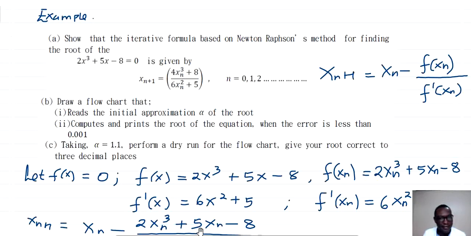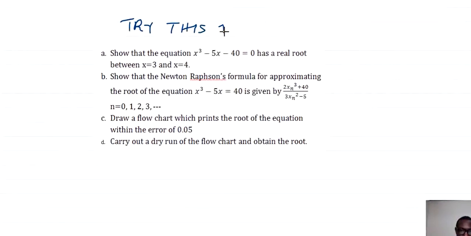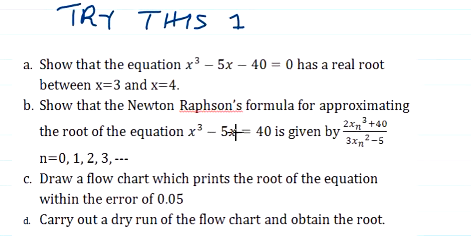So let's head for our trial question. So our tryout question is right here. Part A, they need us to show that the equation has a real root between 3 and 4. We shall use sign change here. Show that the Newton-Raphson formula for approximating the root of this equation is this.